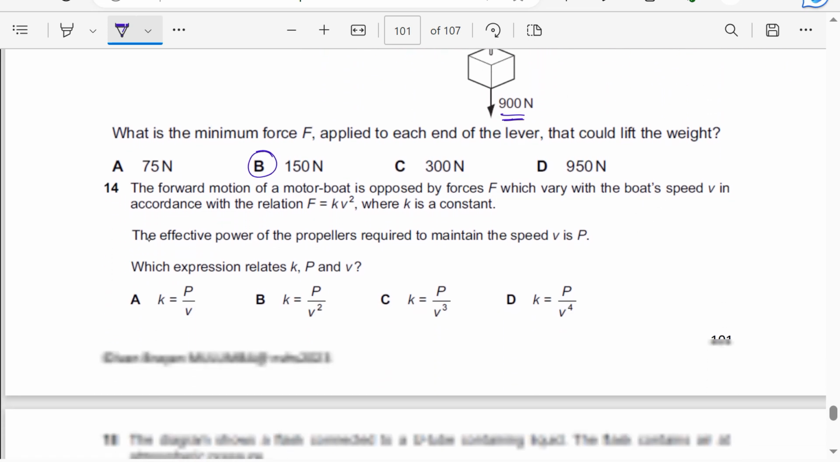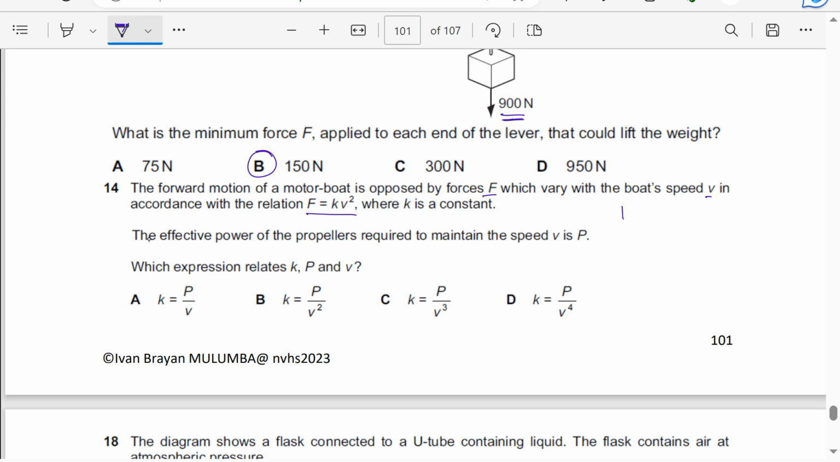The forward motion of a motorboat is opposed by forces F, which vary with the boat's speed V in accordance with the relation F equals kV squared, where k is a constant. The effective power of the propeller required to maintain the speed V is P. Which expression relates k, P, and V?